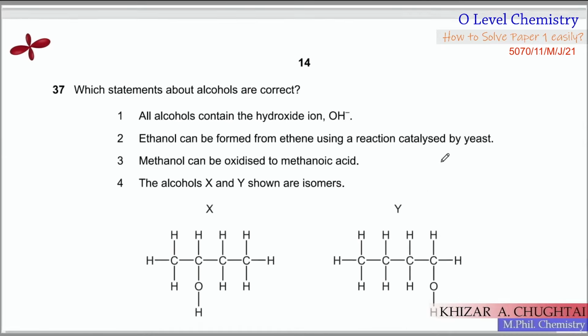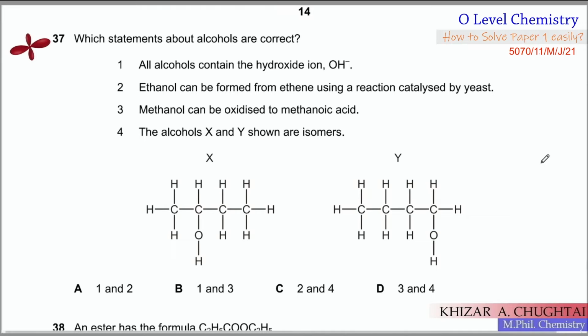The next one is question number 37. Which statements about alcohols are correct? All alcohols contain hydroxide ions. No, they do not have any OH negative ions, because they are not ionic species. Ethanol can be formed from ethene using a reaction catalyzed by yeast. No, it cannot be made from ethene. It can be made from sugar.